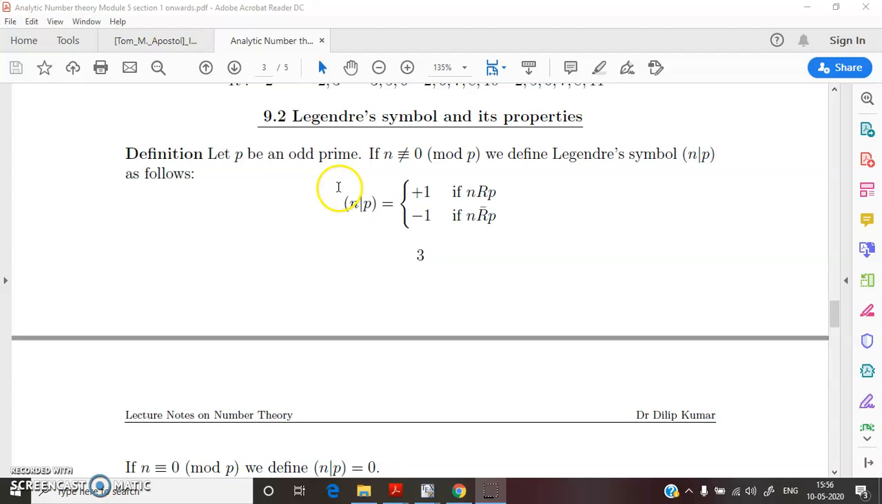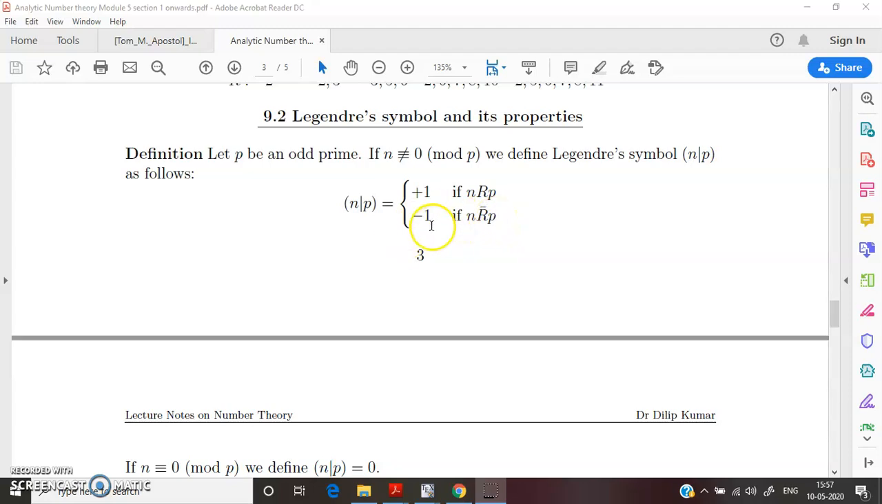Let p be an odd prime. If n is not congruent to 0 mod p, that is, n is not divisible by p, we define the Legendre symbol as follows. We read it as n over p, the Legendre symbol n over p. Usually we use n divides p, but for the Legendre symbol we read it as n over p. The Legendre symbol n over p is 1 if n is a quadratic residue mod p, and minus 1 if n is a quadratic non-residue mod p.